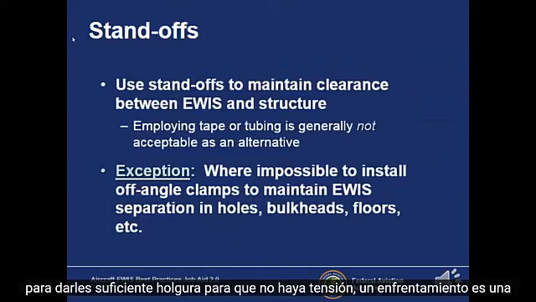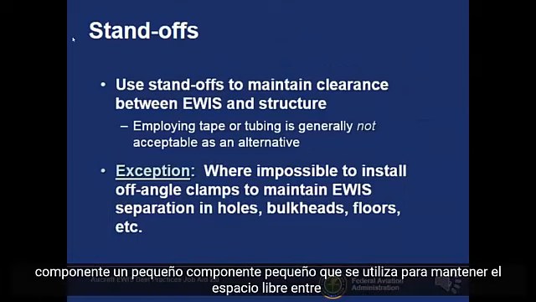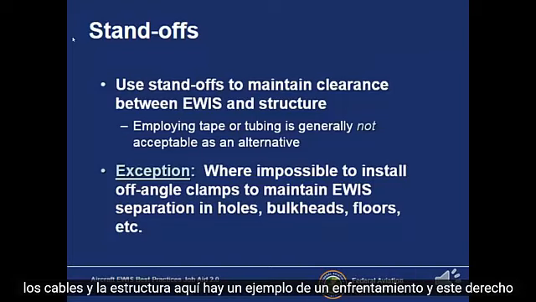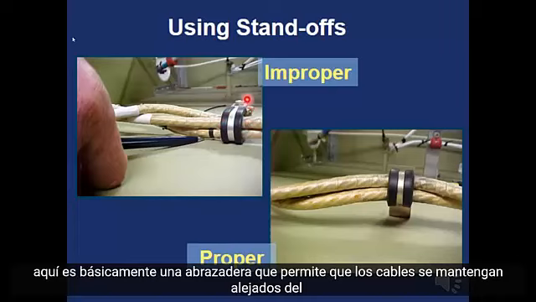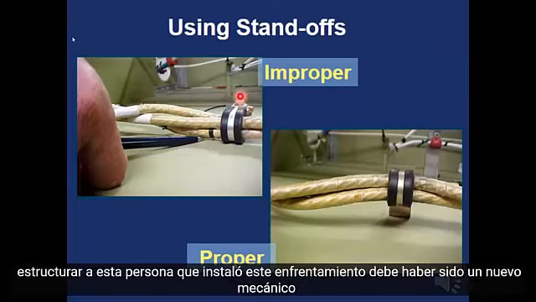A standoff is a small component that is used to maintain clearance between the wires and the structure. Here's an example of a standoff, and this right here is basically a clamp that allows the wires to stand off away from the structure.